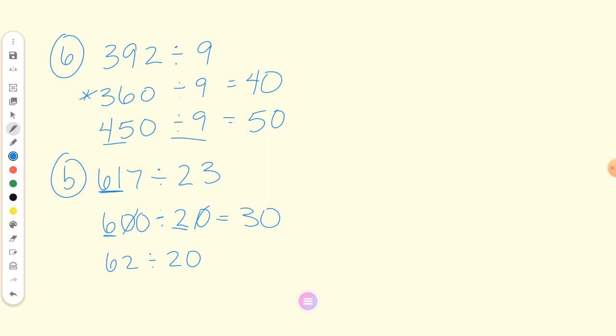So if I took 617 divided by 23, I should get something close to 30. This one is actually the closer estimate, but most of us don't know that 62 divided by 2 is 31. Cross out our zeros. So this answer is actually a really narrowed-in estimate. Our answer would be between 30 and 31.